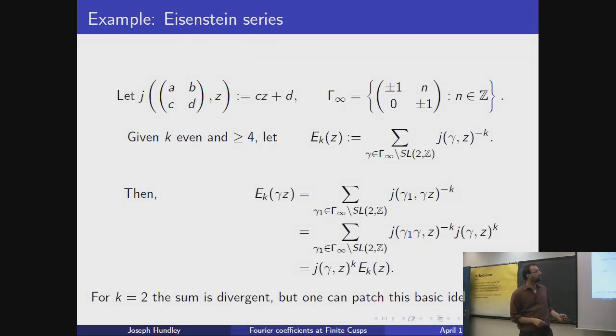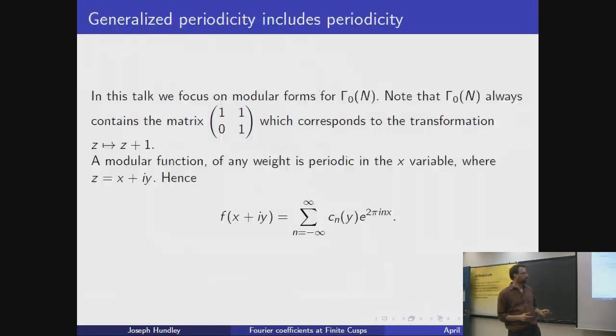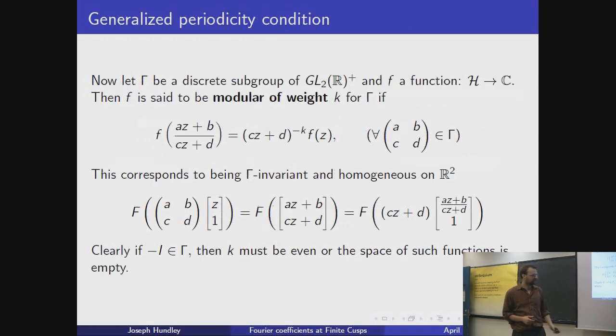There's something I just said that's not quite right, and there's something here that's not quite motivated, which is: why do I want to take k even? This is the kind of thing I neglected to mention. Here's our generalized periodicity condition, and I'm allowed to have B equals C equals 0 and A equals D equals negative 1. So in that case, what I get here is negative 1 to the k, showing that f is going to vanish identically unless k is an even integer.